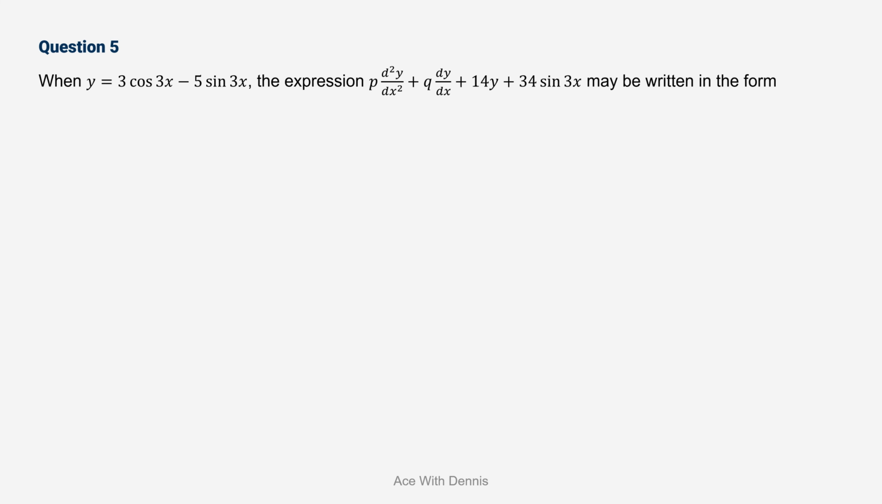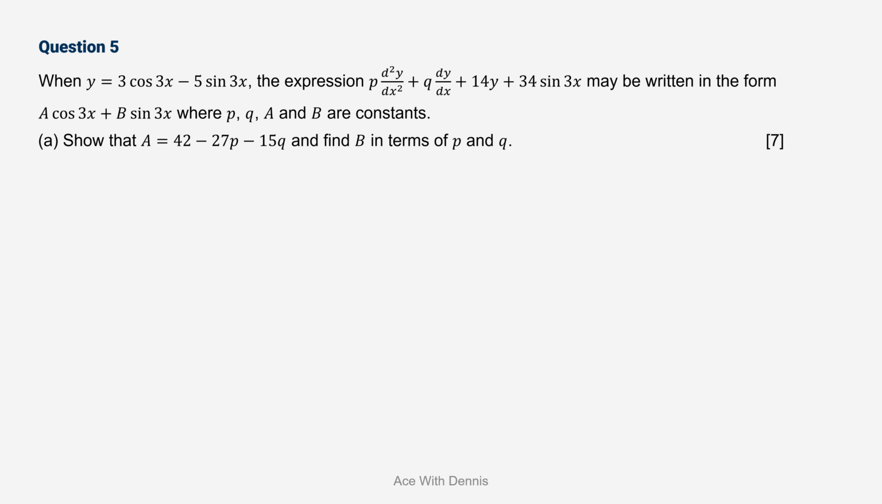Question 5. When y equals 3 cosine 3x minus 5 sine 3x, the expression p times d squared y over dx squared plus q times dy over dx plus 14y plus 34 sine 3x may be written in the form a cosine 3x plus b sine 3x, where p, q, a, and b are constants. A. Show that a equals 42 minus 27p minus 15q, and find b in terms of p and q. 7 marks.